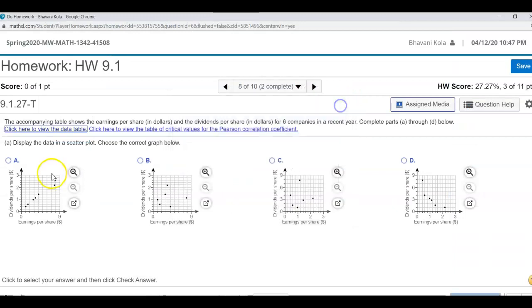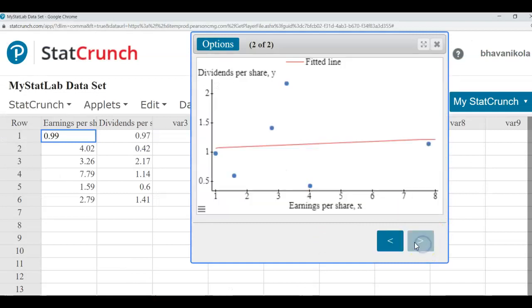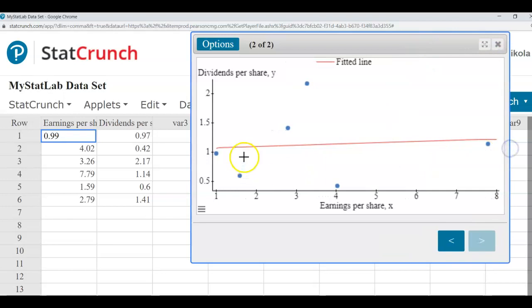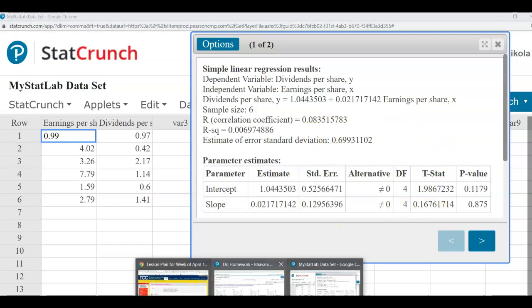Going back to the problem, I need my graph first. So I'm going to go ahead and look. Where do you find your graph? Click on the arrow. The graph, you will see your graph right here. By looking at the graph and by looking at the correlation coefficient, there is not that significance of correlation here. But let's go ahead and take a look at what options we have.